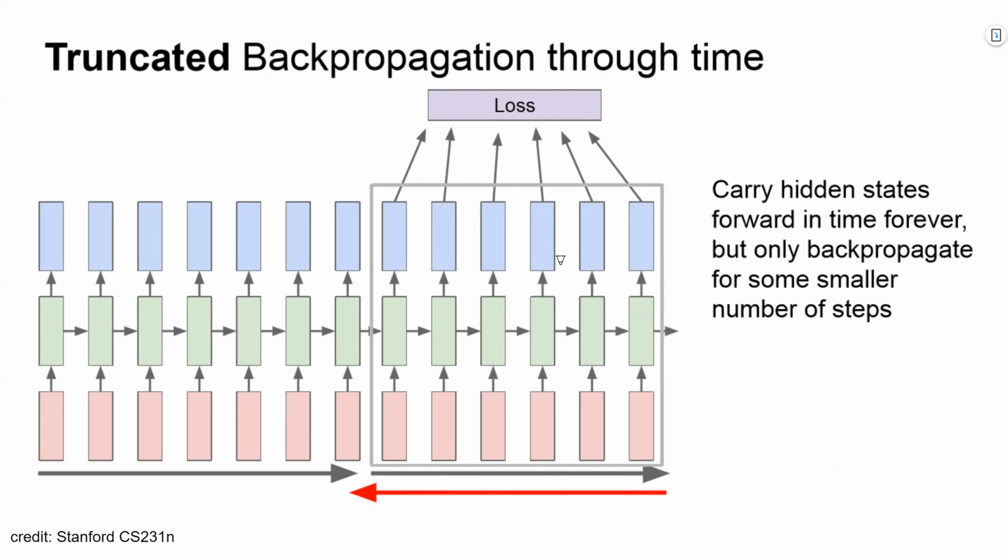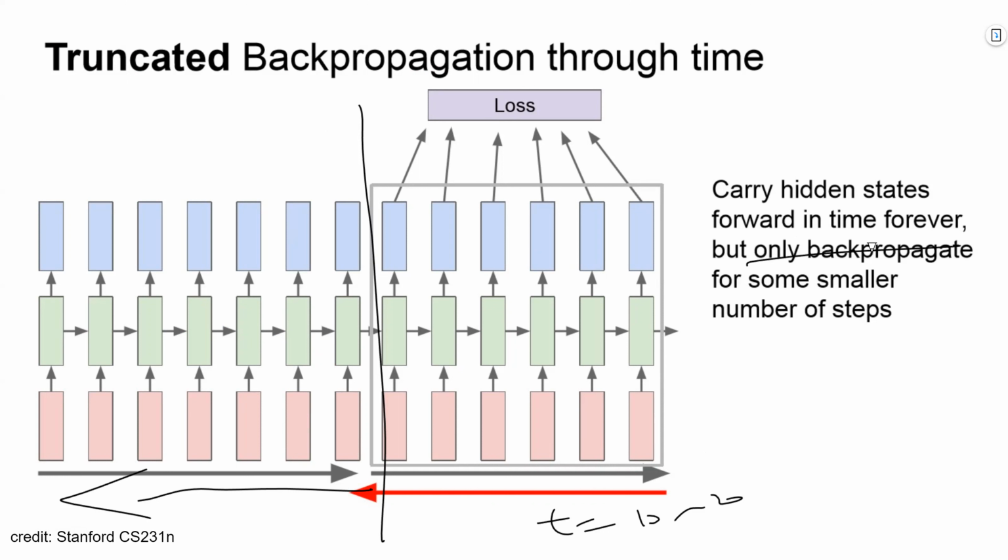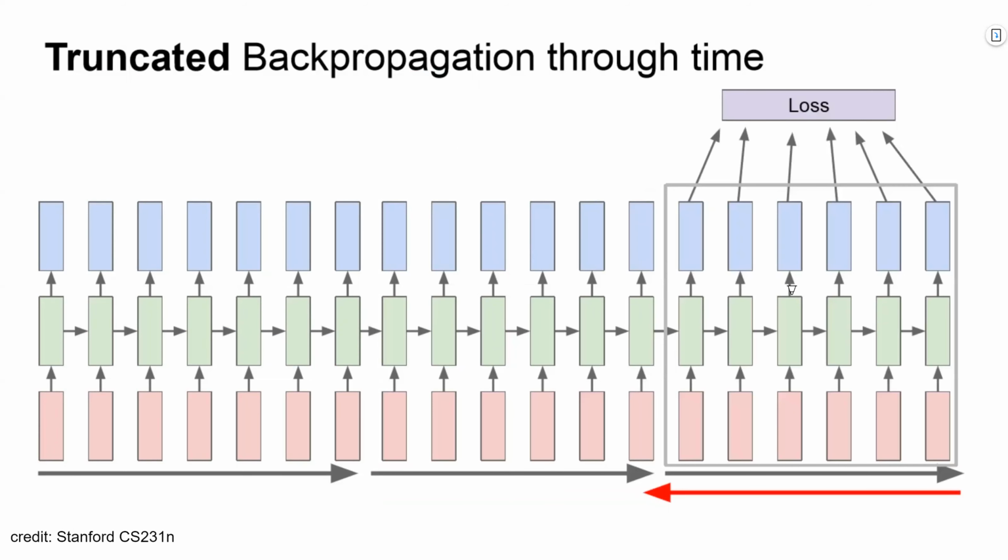And in the next chunk, we do the same. Rather than going all the way back to the front, we just cut the gradient at this step. And T might be 10, 12, 20. So we carry hidden states forward in time forever, but only backpropagate for some smaller number of steps, like 10 or 20. Like this, we repeat this process.